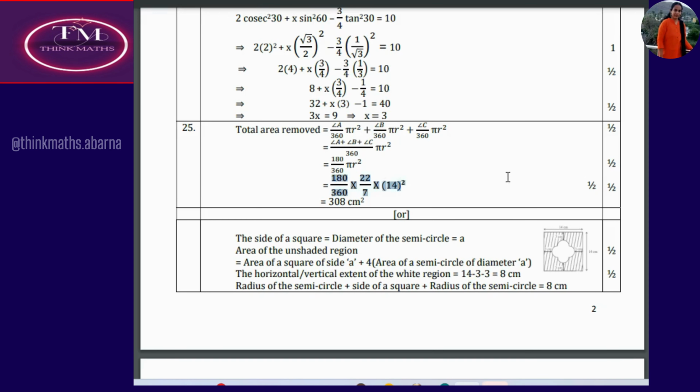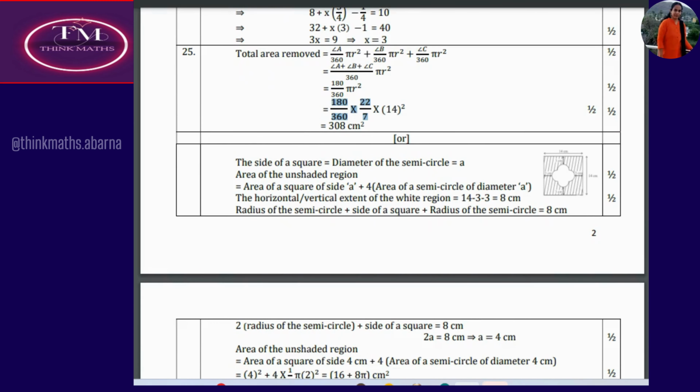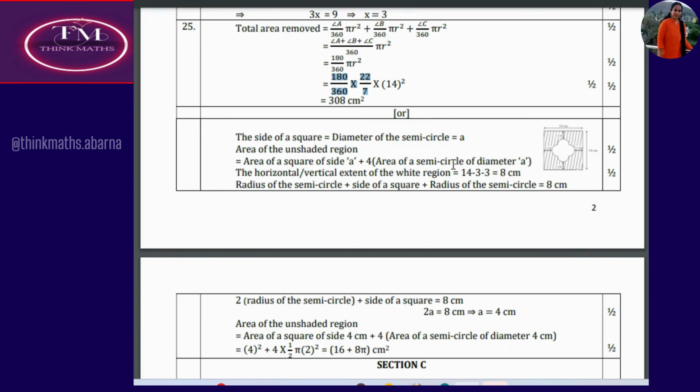Next, if you solve it, you'll get half a mark. Next, if you find out the answer, you'll get half a mark. This is the choice part. In this choice part, if you write the formula for finding out the unshaded region, you will get half a mark.